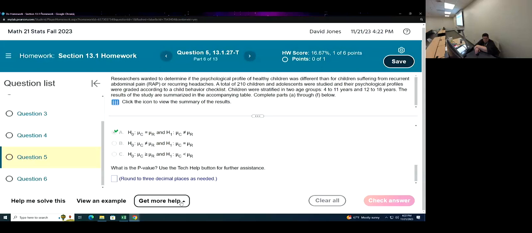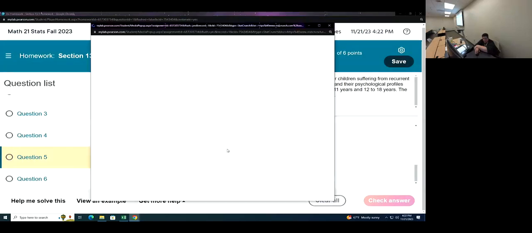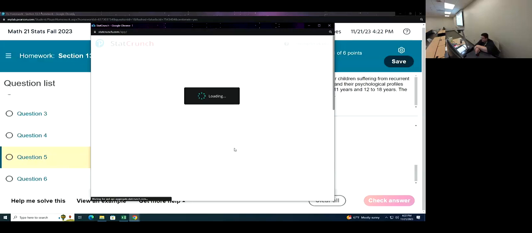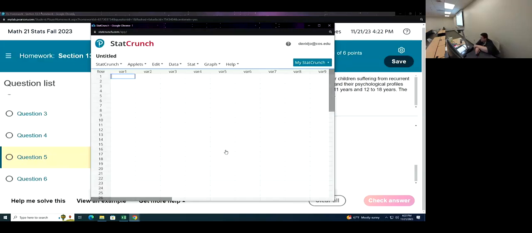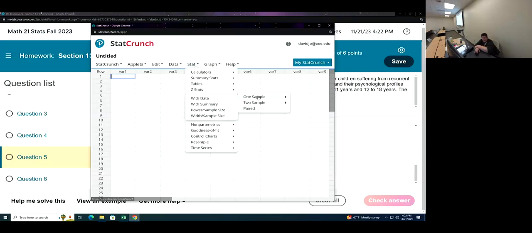So we need to do StatCrunch. And I got my numbers written down, which is good. This is a little tricky because this is the ANOVA section, and they're not asking us to do an ANOVA test. They're asking us to do a T-stats test with 2 samples with summary.